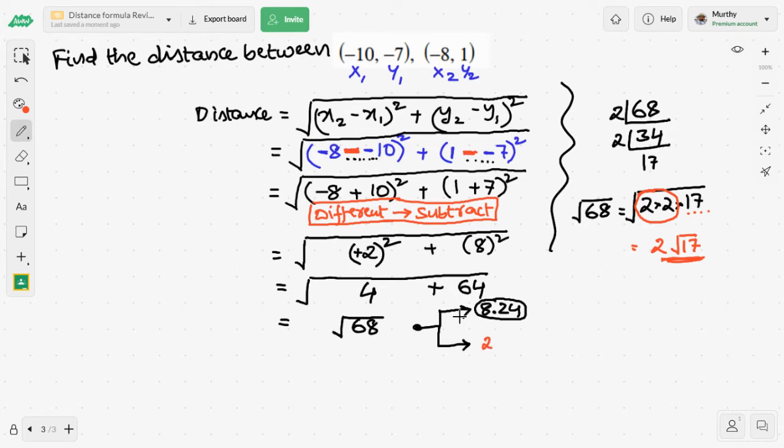Therefore, you can express this as 2 root 17 or 8.24, because when the options have these kinds of answers, then you should compute by taking the prime factors.